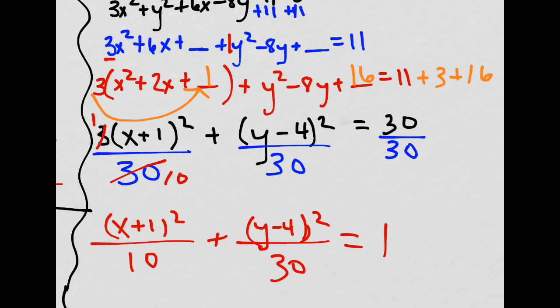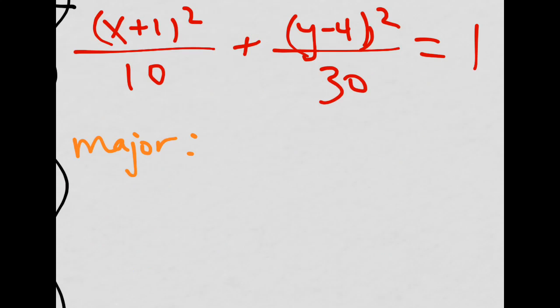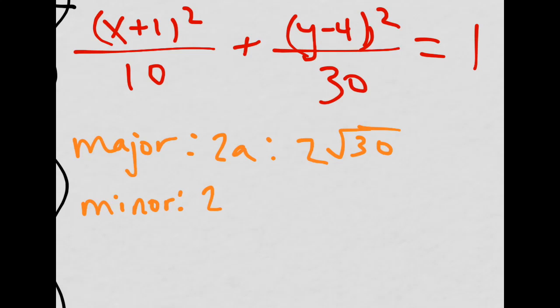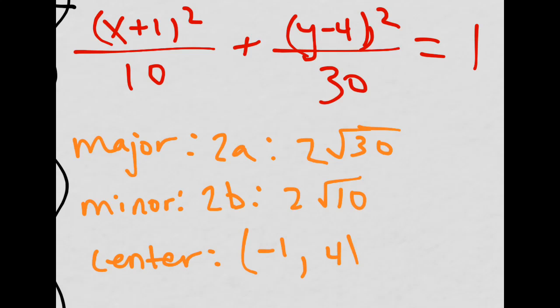So then from there, the major axis, with the bigger number, would be 2 times a, and a is the square root of 30. I can't simplify the square root of 30, so it's 2 root 30. Then my minor axis is 2b. b is the square root of 10. I can't simplify the square root of 10, so it's 2 root 10. And what's the center? -1 comma 4.